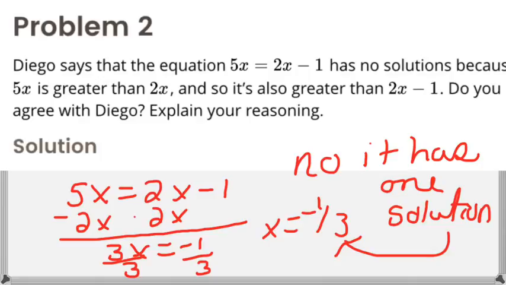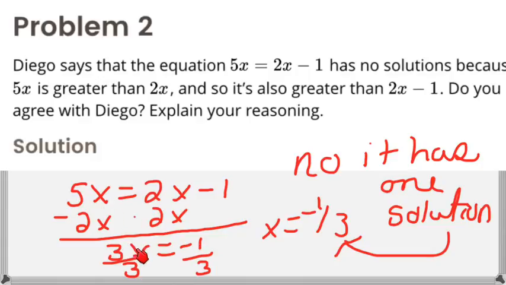On the last problem, number 2, it's asking you if this is a no solution problem. Remember, a no solution problem, when you solve it, would come out with something that's a false statement, like 0 equals 5 or negative 2 equals 2. So when I solve it, I have to get the x on just one side. So I'm subtracting 2x here, and I'm subtracting 2x here. 2x minus 2x is nothing, and I'm just left with the negative 1. 5x minus 2x is 3x.